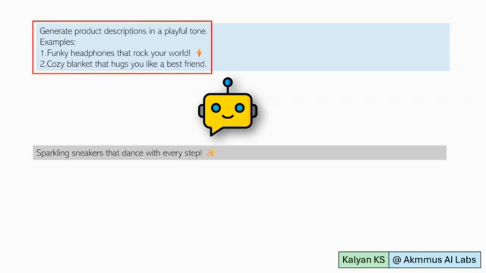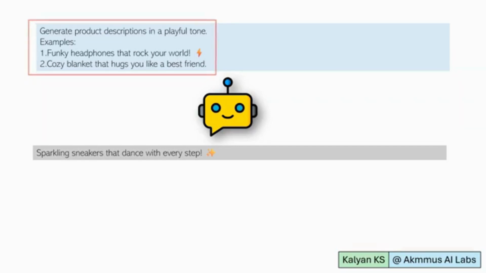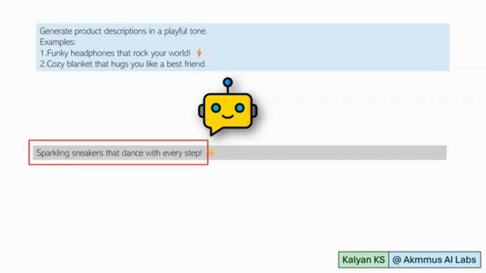Here, the prompt asks the chatbot to generate product descriptions in a playful tone. If you observe, the prompt includes examples, and hence it is few-shot prompting. If you observe the generated output, the chatbot used the given examples as a reference and then generated the product description similar to the provided examples. So, providing examples eliminates the necessity of providing detailed instructions or rules for generating the output.